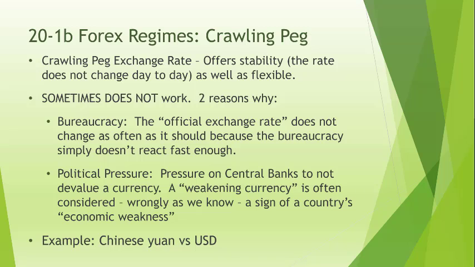And sometimes this doesn't work. And there are two reasons why it might not work. First of all, bureaucracy. That is, the official exchange rate does not change as often as it should because the bureaucracy simply doesn't react fast enough. So in other words, you can get a situation where you have some event and the fixed exchange rate is still there. The peg hasn't been moved, and that can create a lot of problems because then individuals won't bother using the official exchange rates. They will basically go to the black market.